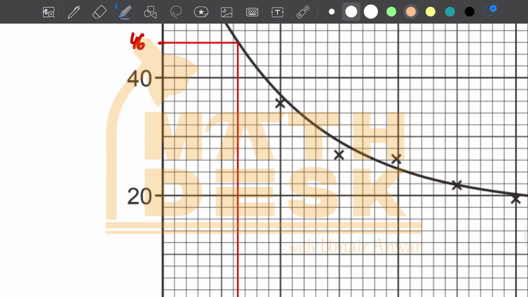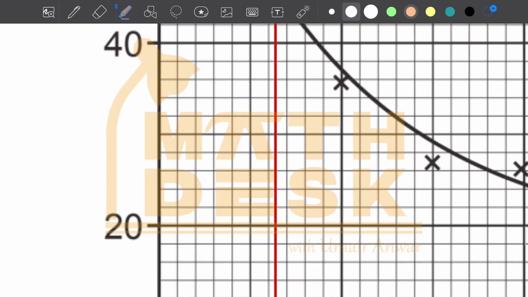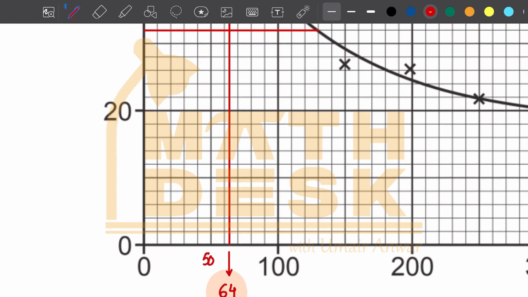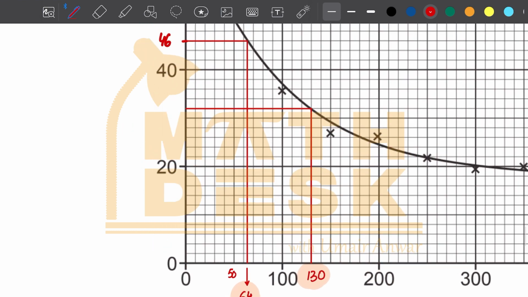The next point is 32, and 32 is being shown by this box. So I make a horizontal line here, and then when I match this line with the horizontal axis, the value we get is exactly 130 hours. Okay, so the next point, 46, 32.